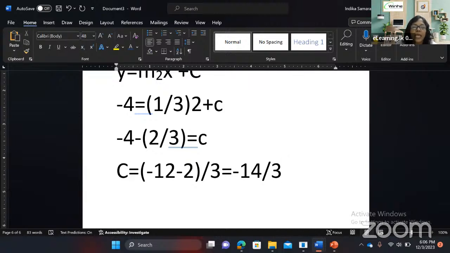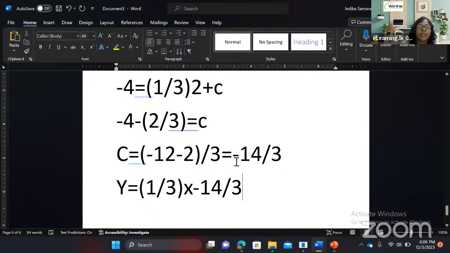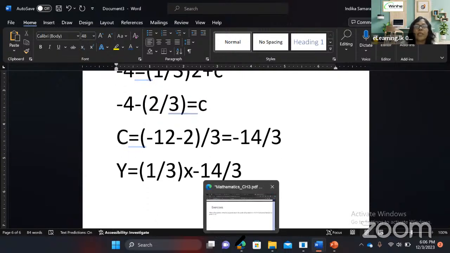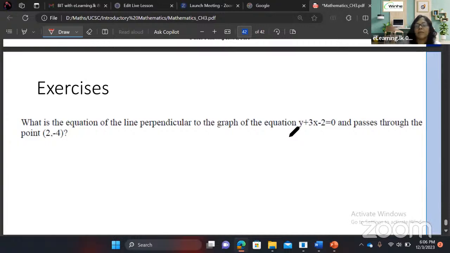Now you know c and m. Then the answer, the equation perpendicular to the previous one, is y equals 1 over 3 x minus 14 divided by 3. Right? So that is the equation which is perpendicular to the given equation.